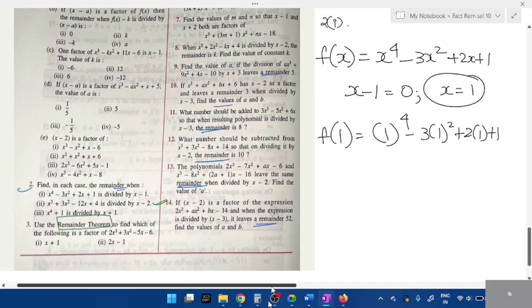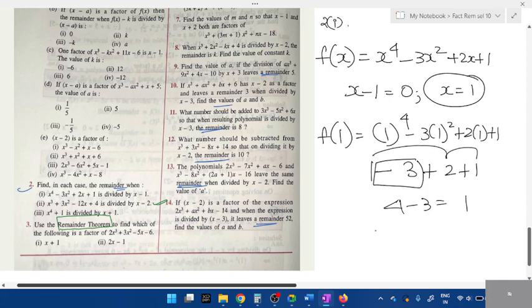1 to the power of 4 is only 1, minus 3, plus 2, plus 1. Add all the positive numbers. See, minus 3, keep it as it is. 1 plus 2 is 3. 3 plus 1 is 4, minus 3. So what's the remainder? Yes, this is the answer. Is it clear? Okay, try the second one, students. Be quick. Try the second one. The third one, you can do it for homework.